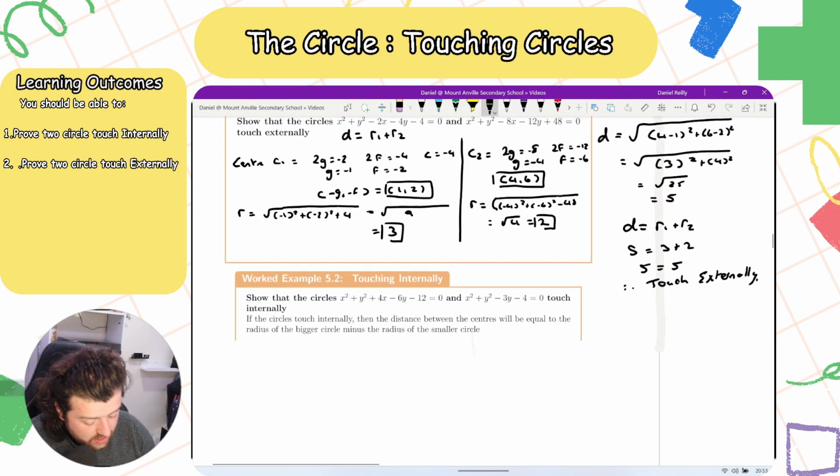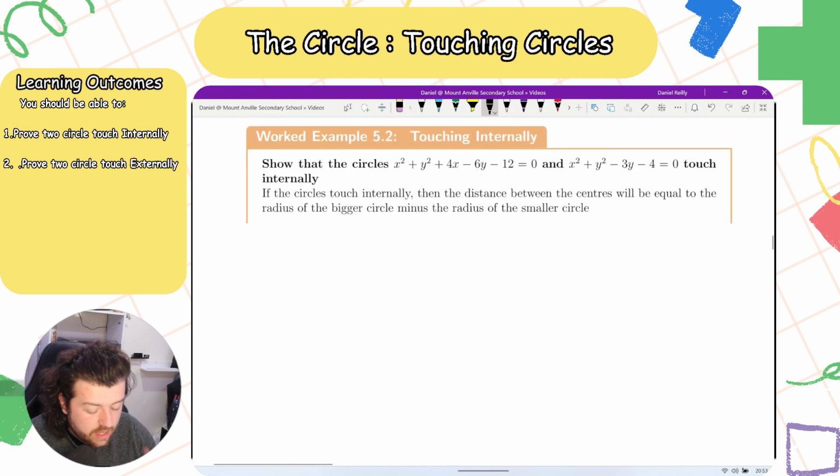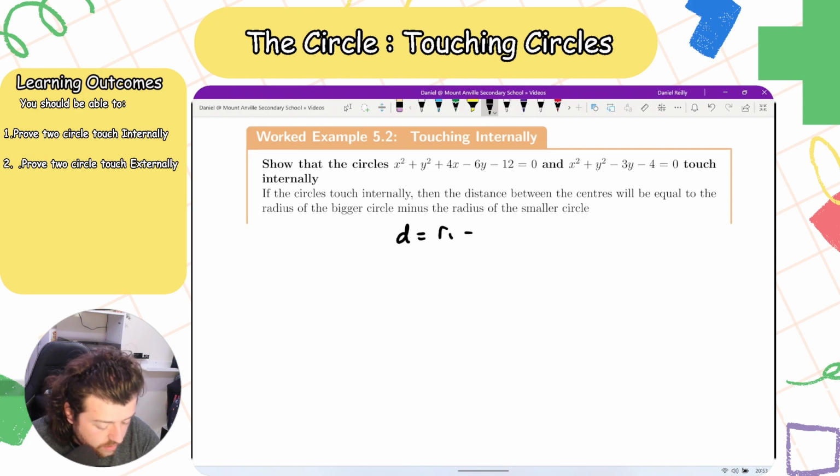Right, so let's look at the second example now. Now, they touch internally. So we want to prove that these two circles touch internally. Remember, D is equal to r1 minus r2, so the two radii subtract from each other. Usually what we do is we take the bigger radius and subtract the smaller radius from it.